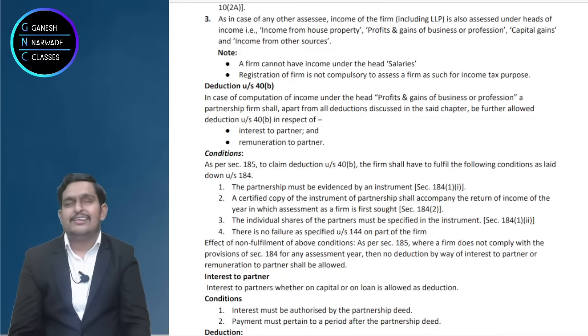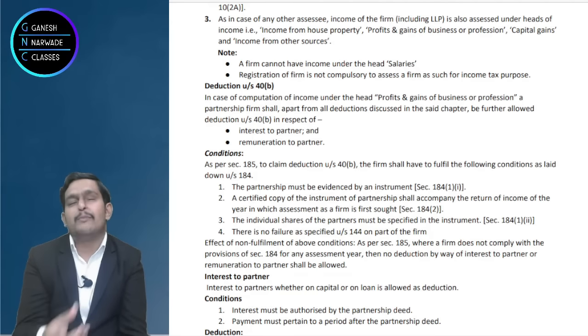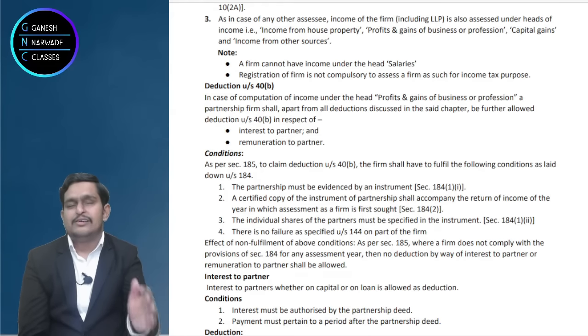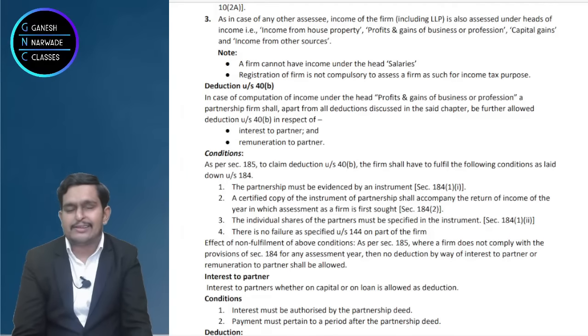So first thing, in your notes you can see that partnership should be evidenced by instrument. They are saying nothing but an agreement copy should be there. Along with the return, you should submit the partnership agreement, that instrument they said. Second point. Third thing they said, the share of the partners must be certain in the instrument. Very easy 3 points. And fourth, no failure under section 144, that is best judgment assessment should be done.